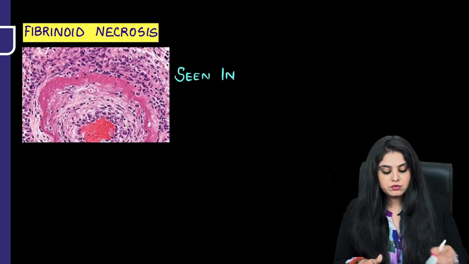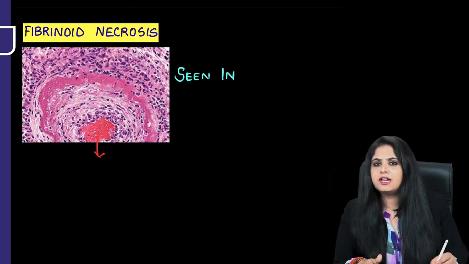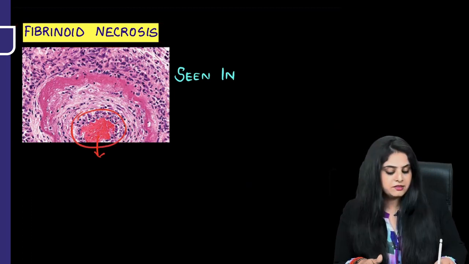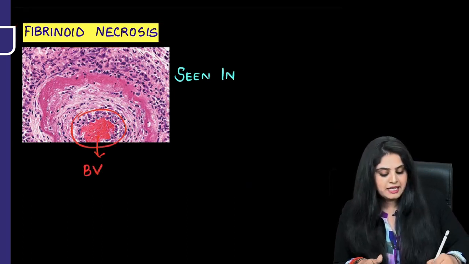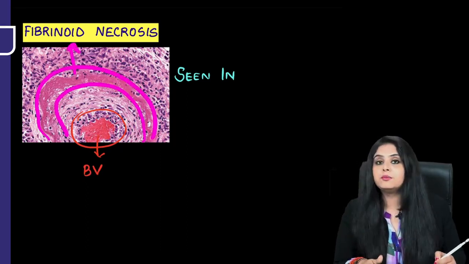Now coming to the next one, fibrinoid necrosis. Firstly, what organ has been shown over here? This is red blood cell. Lumen with red blood cell means this is a blood vessel. And in the blood vessel, I'm seeing this pink color band, and that pink color band is fibrinoid necrosis.